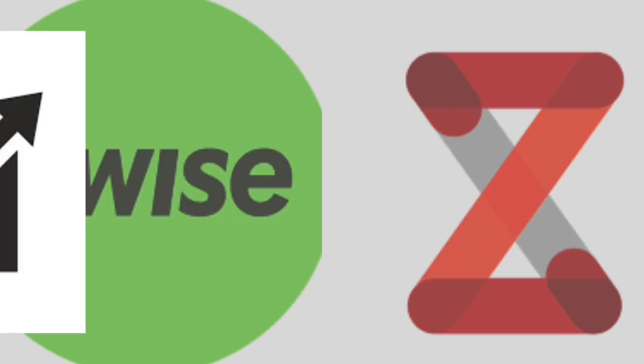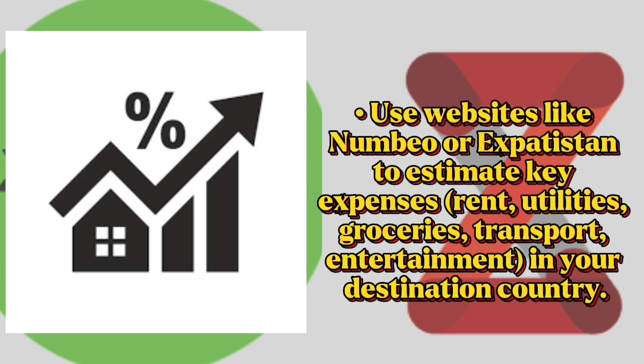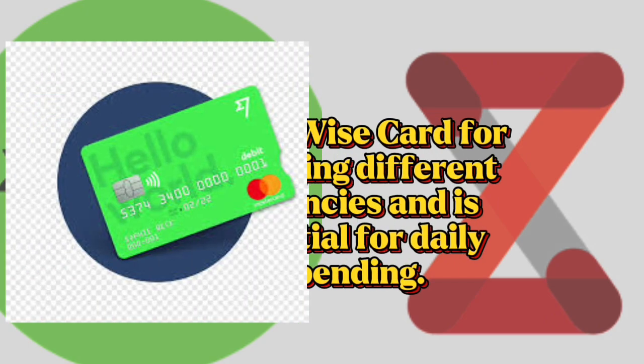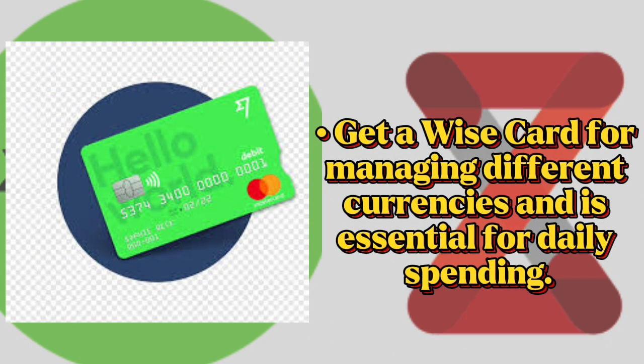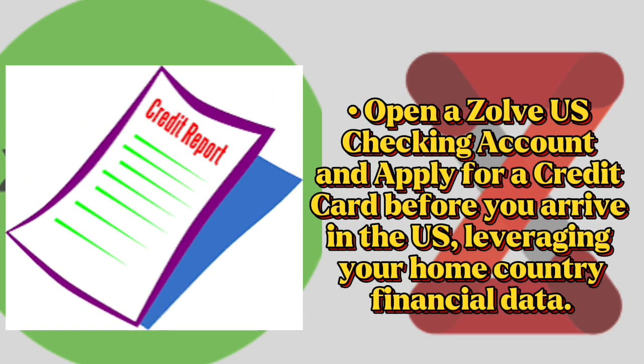But how about in terms of planning? You can use websites like Numbeo or Expatistan to estimate key expenses. For example, rent, utilities, groceries, transport, entertainment in your destination country. Get a Wise card for managing different currencies and is essential for daily spending. You could also try to open a Zolve US checking account and apply for a credit card before you arrive in the US, leveraging your home country financial data.